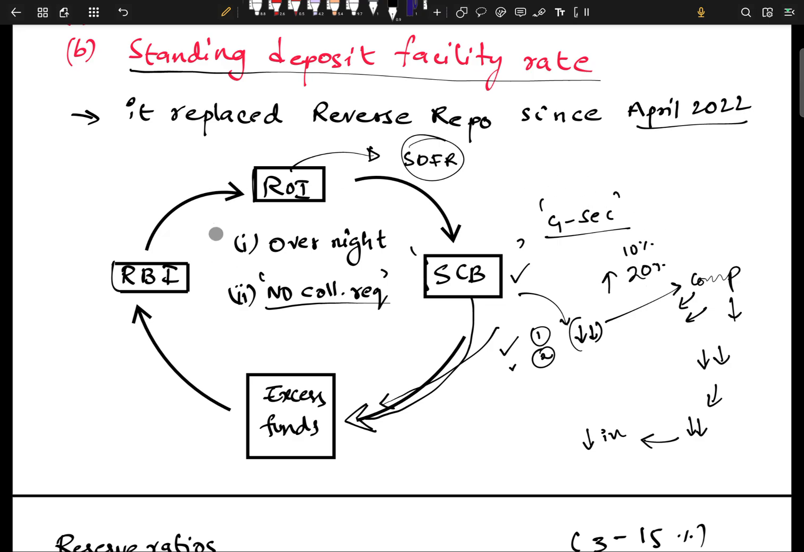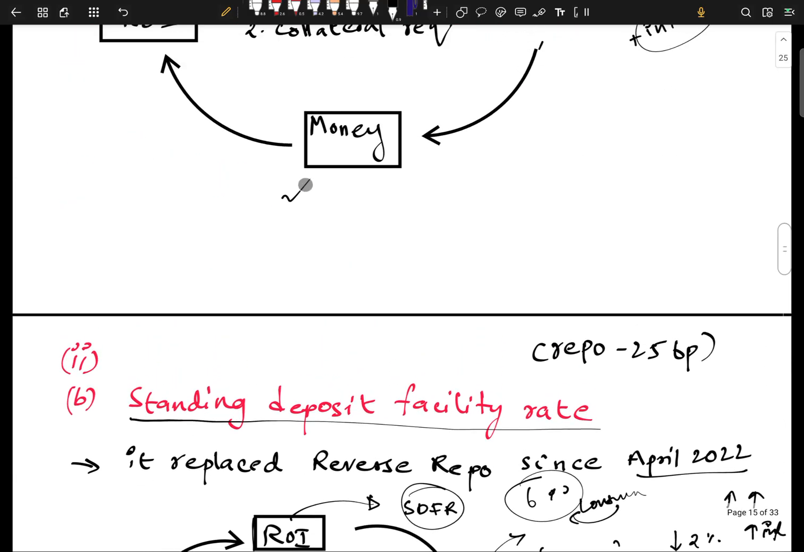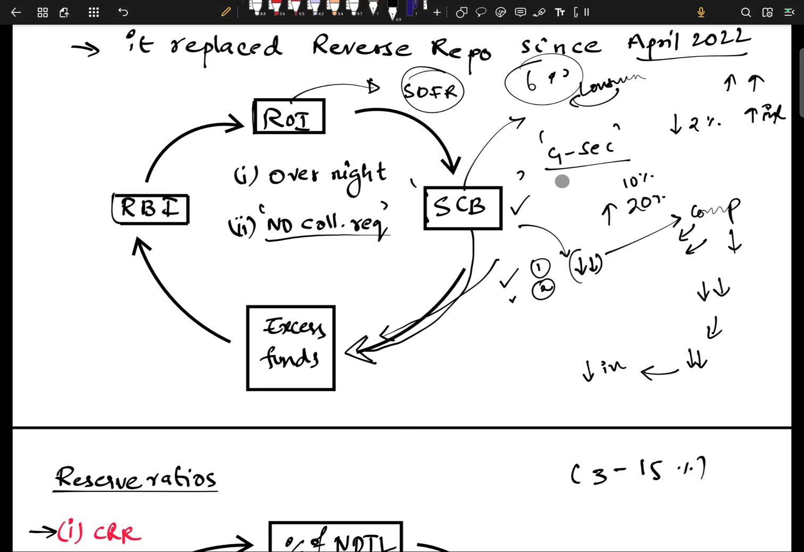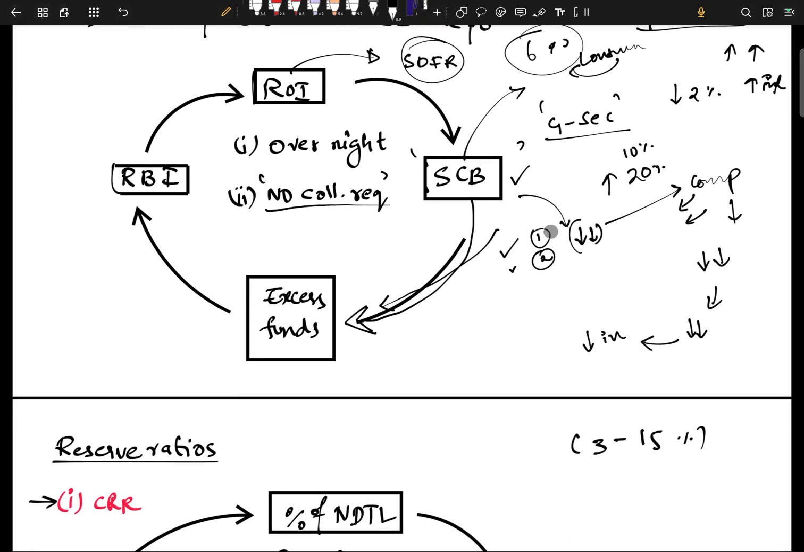If the RBI decreases the standing deposit facility rate to, say, 2%, then these scheduled commercial banks will give these loans to consumers or common people who are willing to pay 6% interest, right? So what? More and more money, more demand, more inflation. That is how the repo rate or reverse repo rate and standing deposit facility rate work in controlling inflation in the market, right?